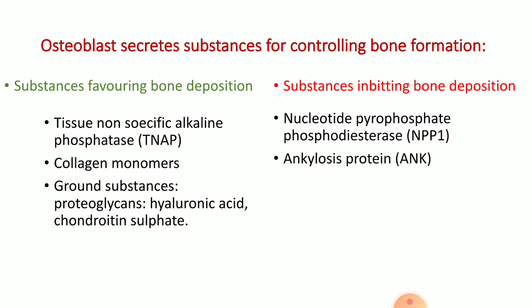Ground substances like proteoglycans, hyaluronic acid, and chondroitin sulfate can be deposited, and hydroxyapatite crystals can be deposited over the osteoid tissue. Now the substances inhibiting bone deposition are nucleotide pyrophosphatase phosphodiesterase NPP1 and ankylosis protein, which favor the formation of pyrophosphate basically. So this is the process of bone deposition or bone formation by the osteoblast.